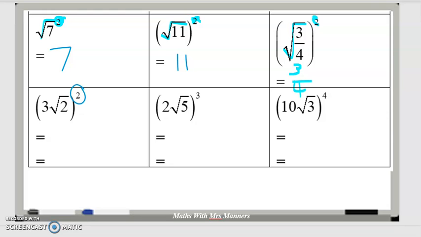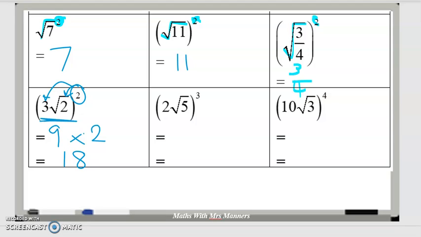Now here, when I square, I actually have to square everything. Everything inside the brackets must be squared. So 3 squared, well, that's 9. And root 2 squared, well, that's 2. Remembering that when we square a surd, we're just left with the number underneath. So that gives me 18.